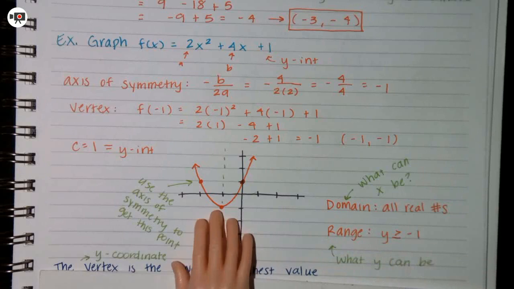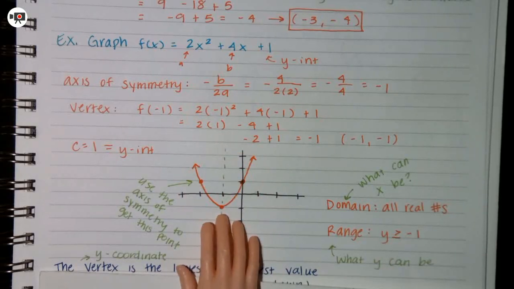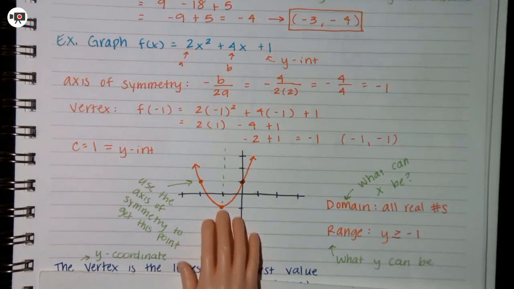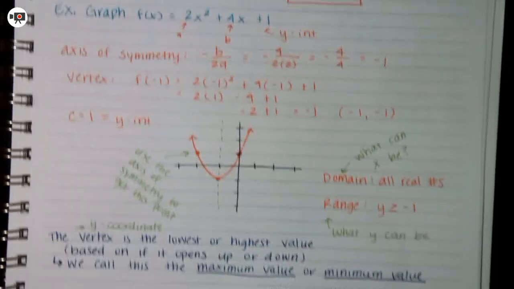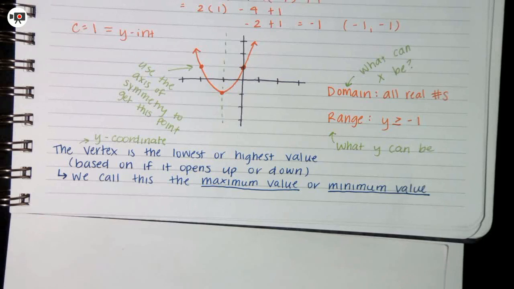And the range is what values y can be. And this is the lowest value I have. So y has to be anything that is negative 1 or larger. So the vertex is the lowest point or the highest point, depending on if it opens up or opens down. We would call this a maximum value or a minimum value.